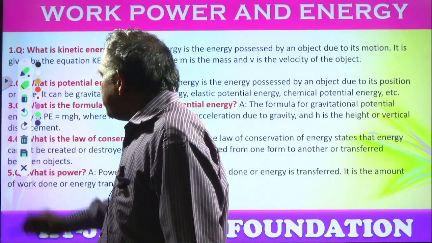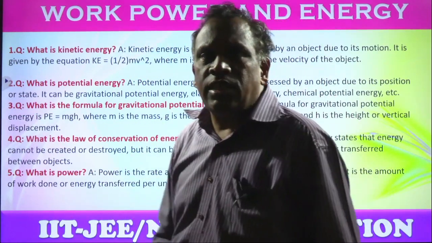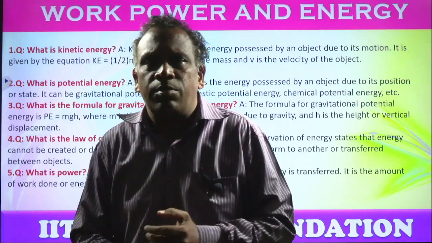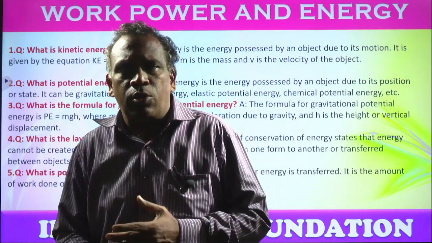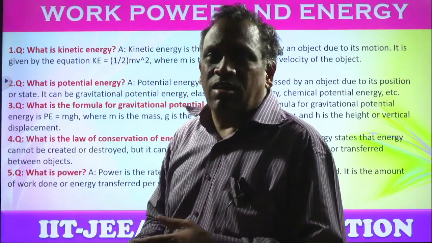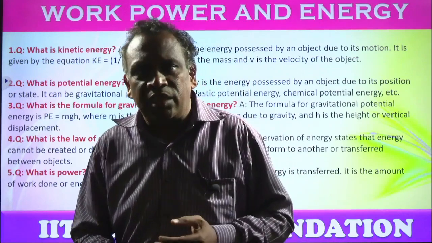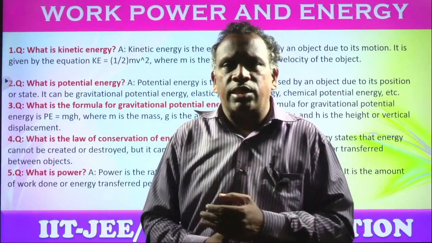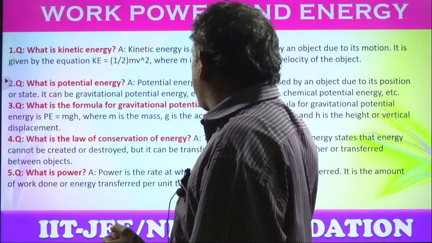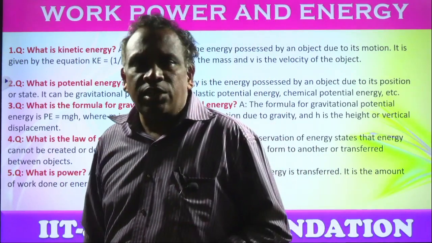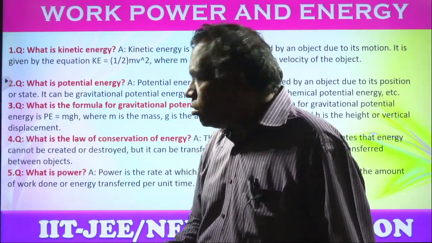Next, what is potential energy? Potential energy is the energy possessed by a body by virtue of its position, state or configuration. The potential energy formula is mgh: mass into acceleration due to gravity into height. What is the formula of gravitational potential energy? Same thing, mgh, mass into acceleration due to gravity into height.